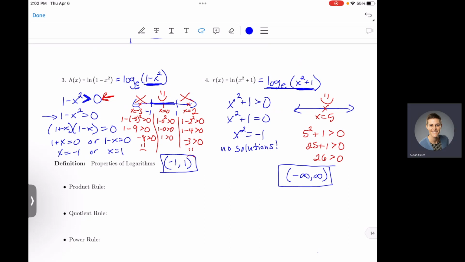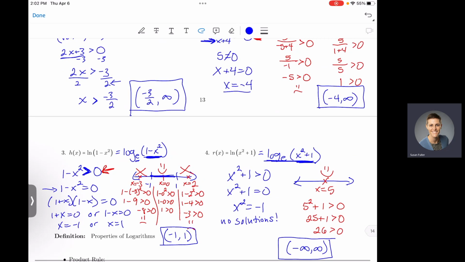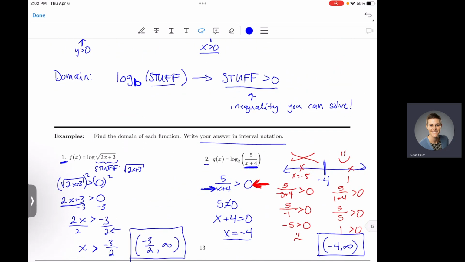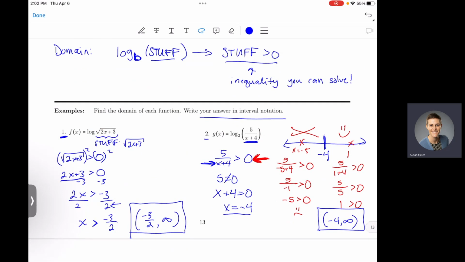All right, that is how you find the domain of logarithms. It's the stuff inside your log has to be greater than 0, and then fight through those inequalities with the methods that we've learned so far.